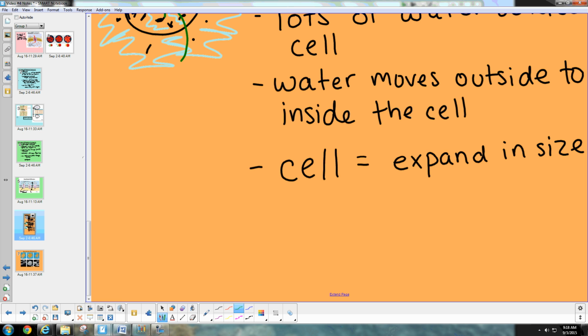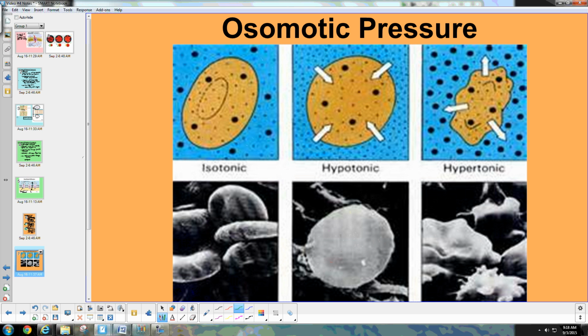Duh. Okay. But if it gets too much water inside, think about too much air in a balloon, the cell could actually eventually burst. So this is not a great condition either. So let me show you this one, okay? Hypotonic, the cell's going to get much bigger in size. It's going to look very large and squishy, okay?